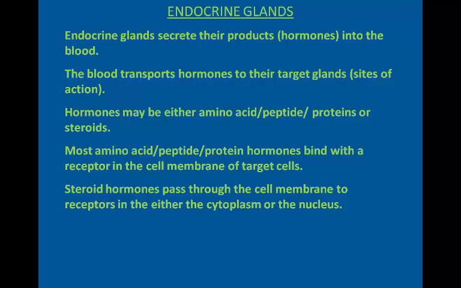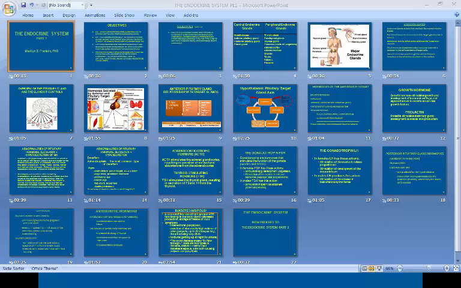Hormones may be classified chemically as either amino acids, peptides, or proteins, or steroids. The amino acid, peptide, protein class all bind to receptors in the cell membrane and do not enter the cell at all. They don't have to enter the cell to bring about their mechanism of action. On the other hand, steroid hormones go through the cell membrane and interact with receptors inside the cell to bring about their actions.